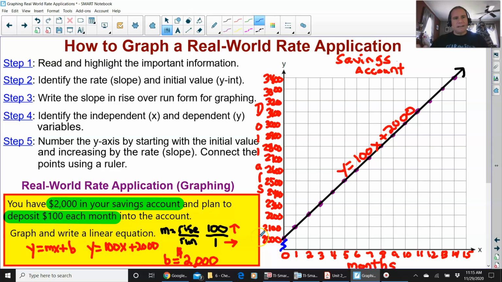And that is how to graph a real world rate application with a y-intercept of 2,000 and with a y-intercept of 0. And hopefully you found that very helpful. Thank you for watching.